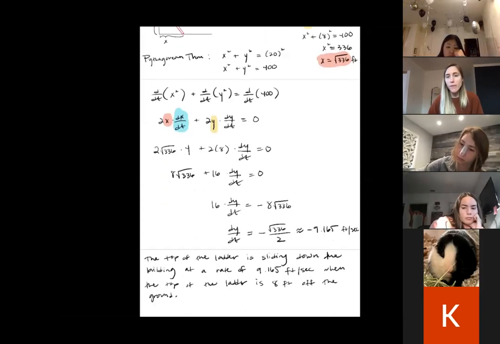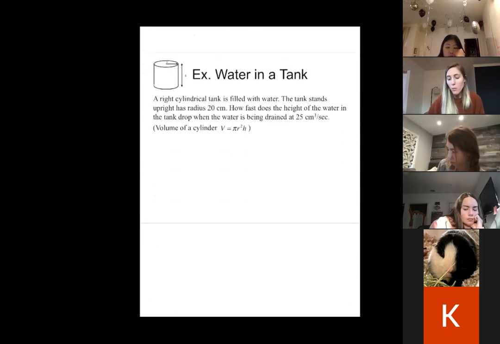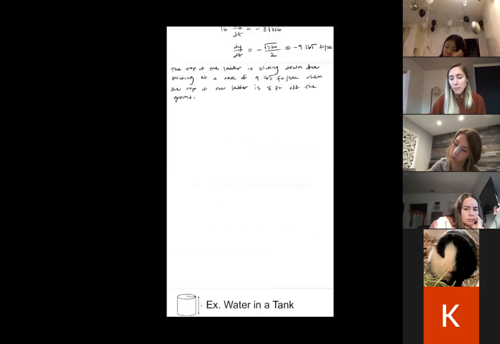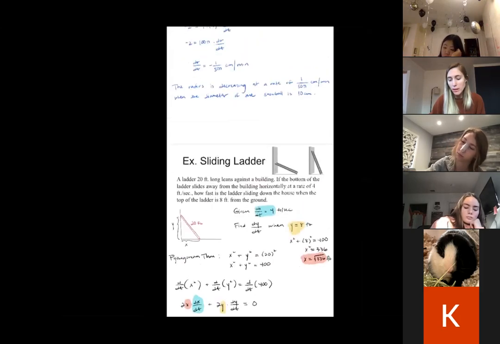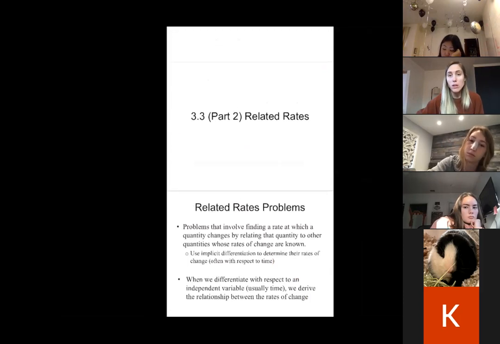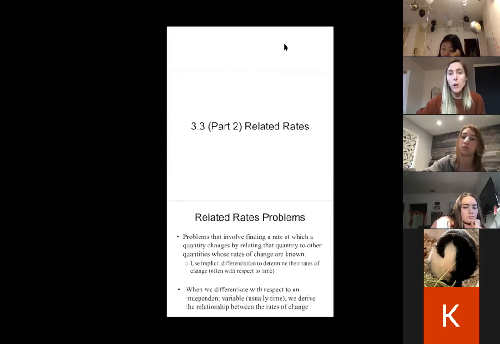So I have videos posted for the water tank example. This one's pretty short. It's like a 5-minute video. And then the sand pile, there's 3 different parts. So it's like a 15-minute video. I'm going to let you go so that you can watch those videos. And then it's just 2 problems from the textbook that I want you to attempt. And my solutions are posted.